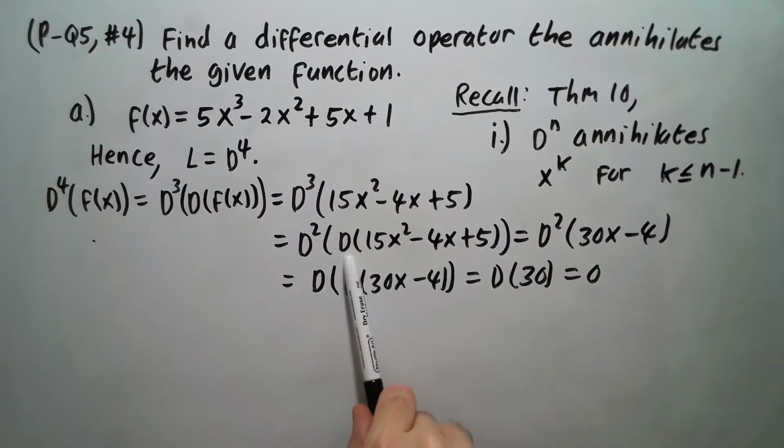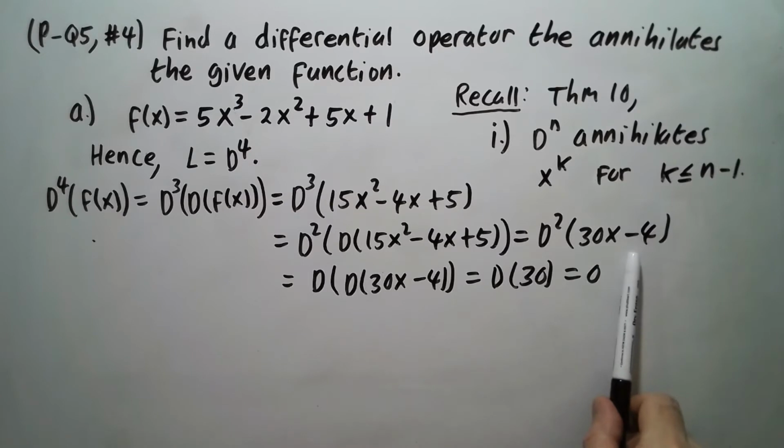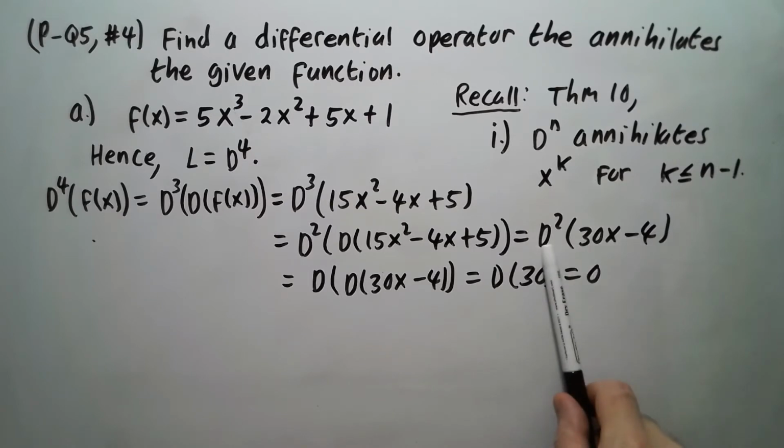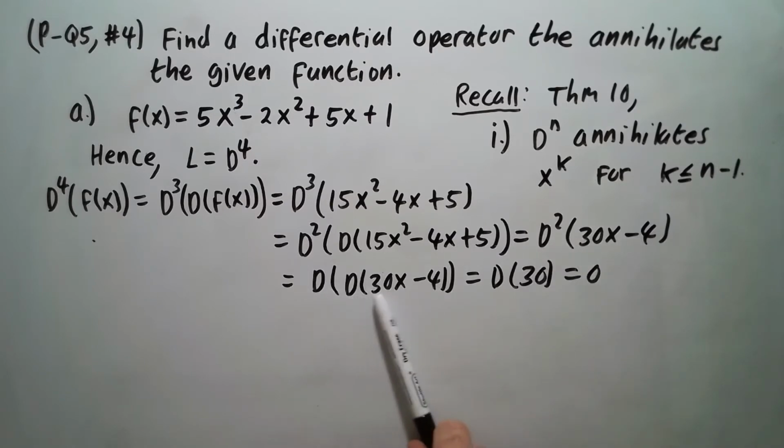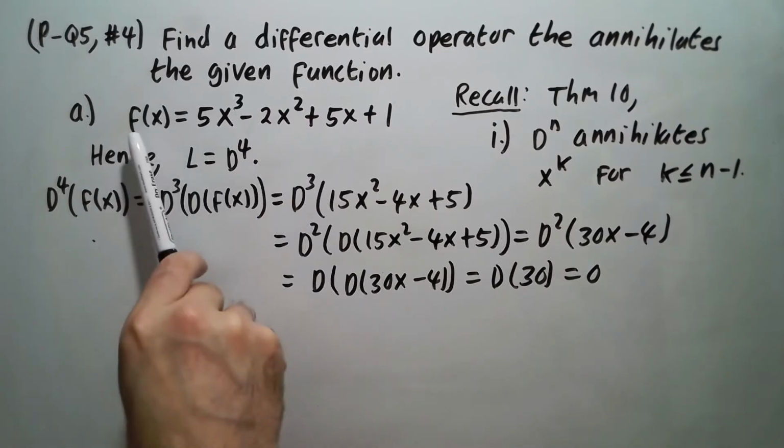I can write that as D squared and then bring a D inside. Take derivative again. So derivative of 15x squared would be 30x, then minus 4. Then I'll have D squared times this, bring a D in. So it'll be D of the derivative of 30x minus 4, and it's just going to be the derivative of 30, which is 0. Okay, so you see D to the fourth annihilates my f. That means it makes it 0.